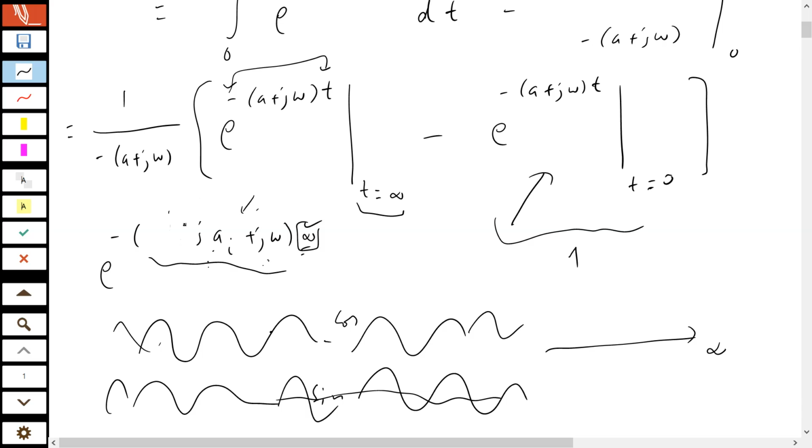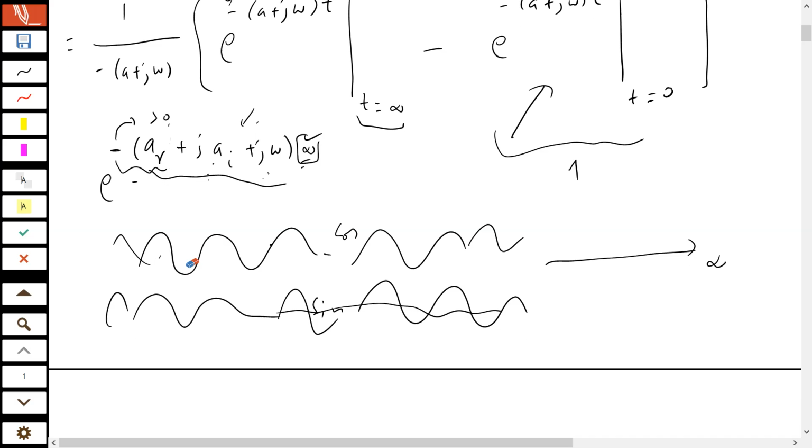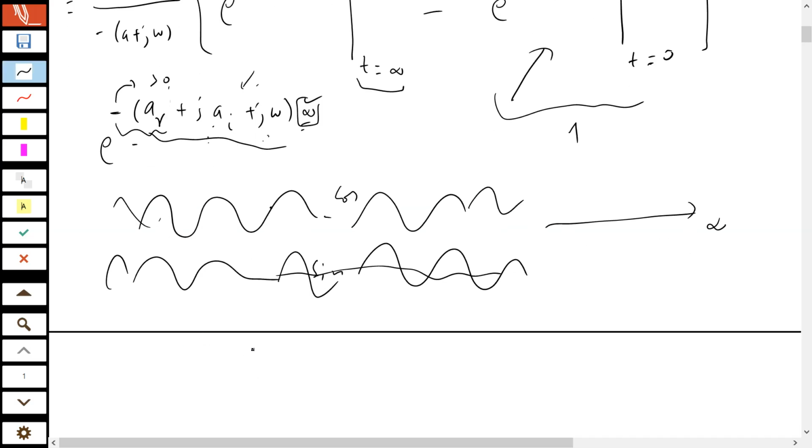The only way this thing can converge is if you have some real part. What if that real part is positive? Let's say this real part is positive. This negative multiplies the positive, this overall thing becomes negative, and now you have a decaying signal, because this complex sinusoid now gets multiplied by a decaying exponential. So instead of a perpetual sine wave, you have a decaying sinusoid.